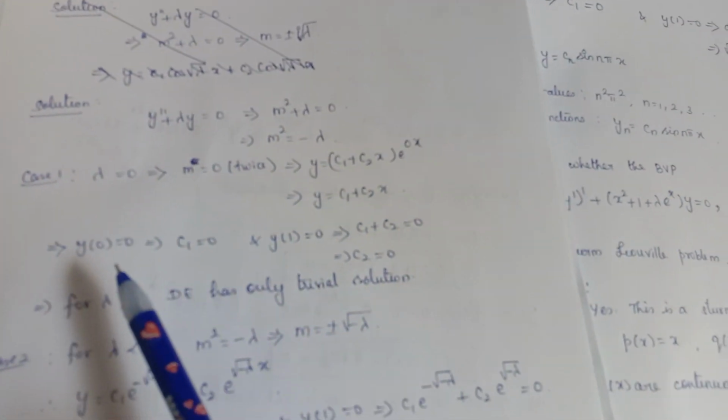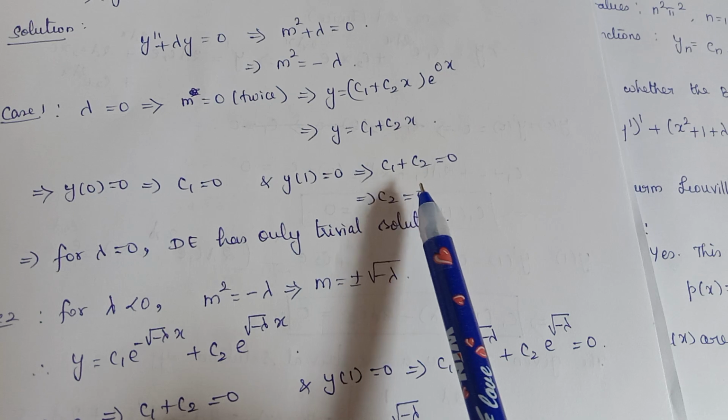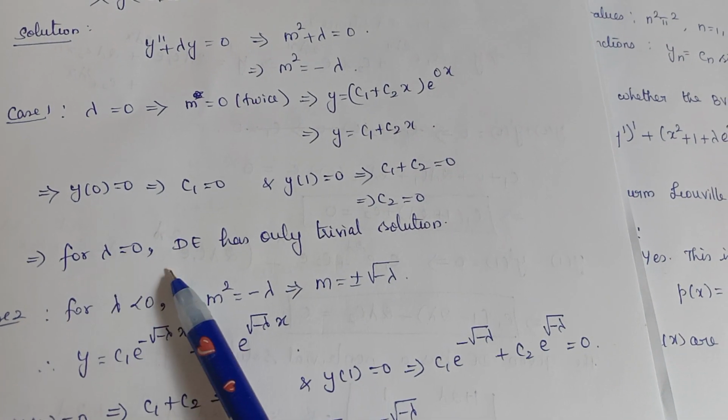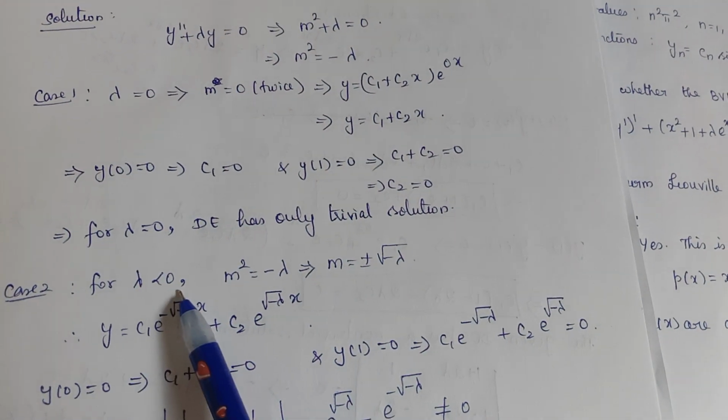y of 0 equal to 0 and y of 1 equal to 0. That implies c1 equal to 0 and c2 equal to 0. So for lambda equal to 0, only the trivial solution is there. Next case, lambda negative.